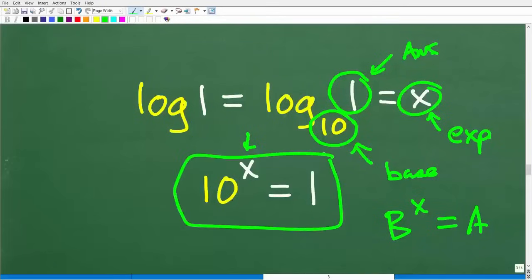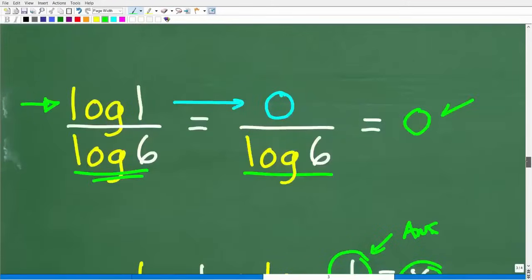So we have this situation right here, 10 to the x power is equal to 1. Well, what's the solution to this equation? Anything to the 0 power is 1. So when you have an exponential equation like 10 to the x power is equal to 1, x has to be 0 because 10 to the 0 power is 1. 1,000 to the 0 power is 1. Anything, even pi, to the 0 power is equal to 1, so x is equal to 0.